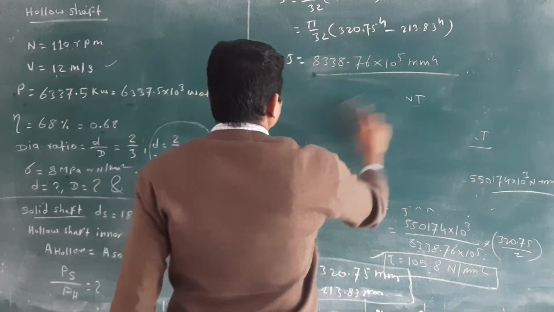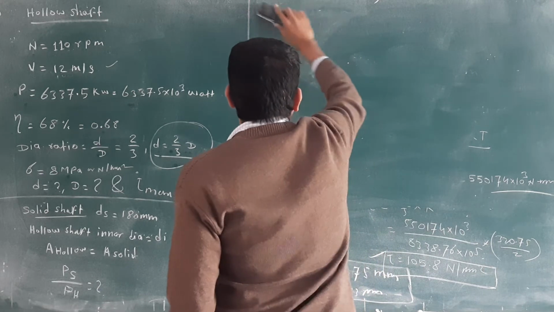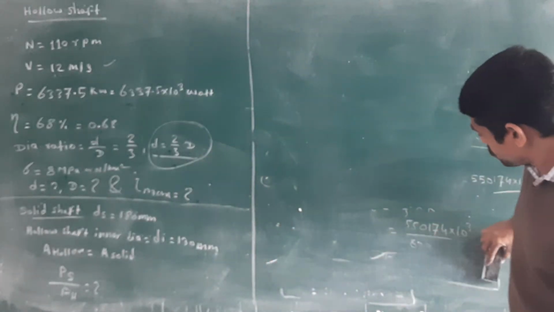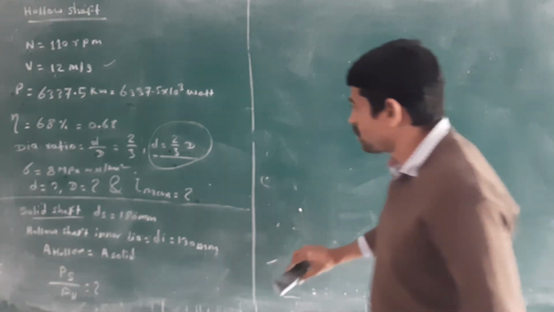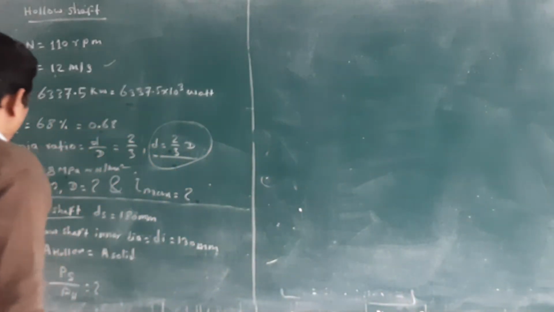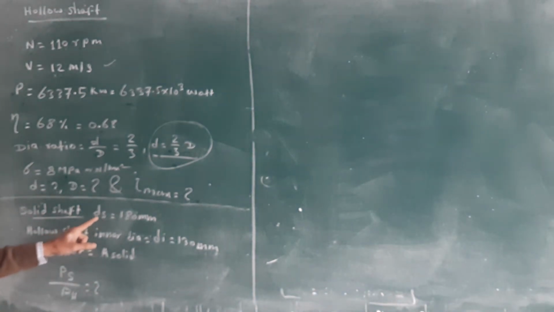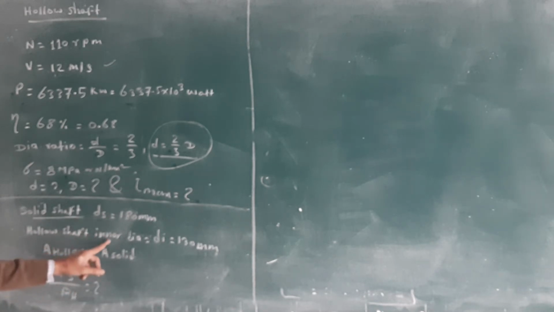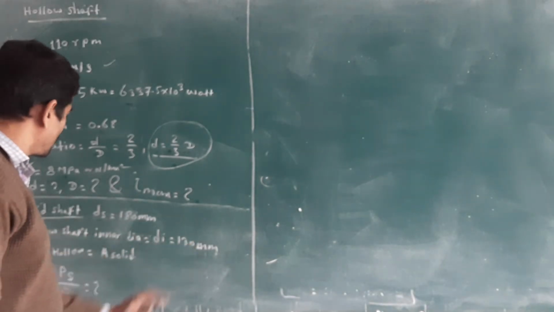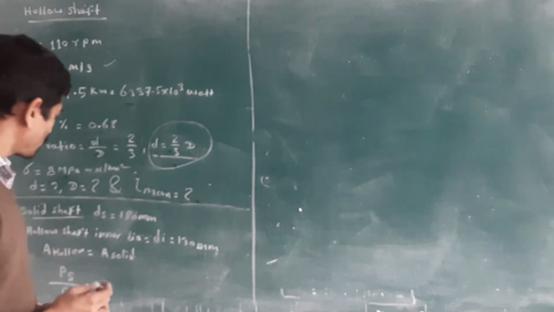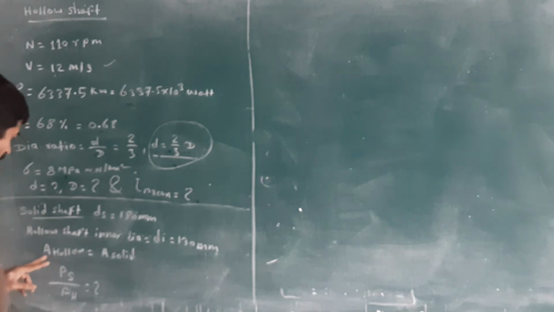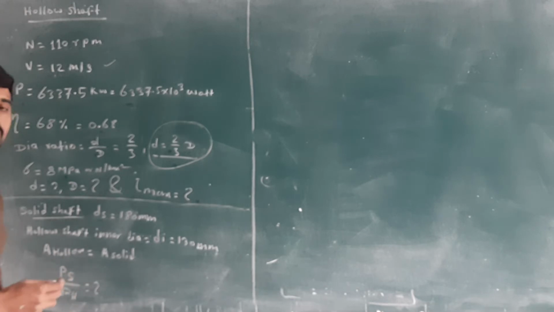Check the next one. What is given? You have to calculate the power ratio. Here a combination of solid and hollow shaft is given. Solid shaft diameter is given, ds is equal to 180 mm. Hollow shaft inner diameter is given, 130 mm. And both shaft cross sections are the same, which means the area of the hollow shaft is equal to the area of the solid shaft.